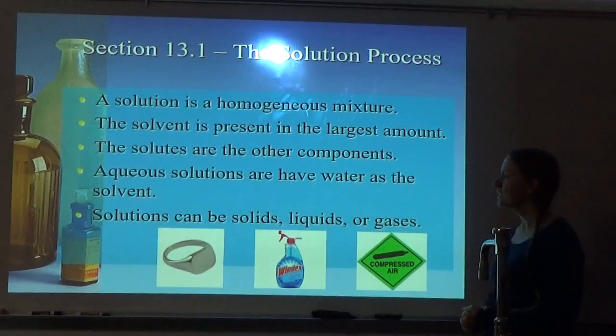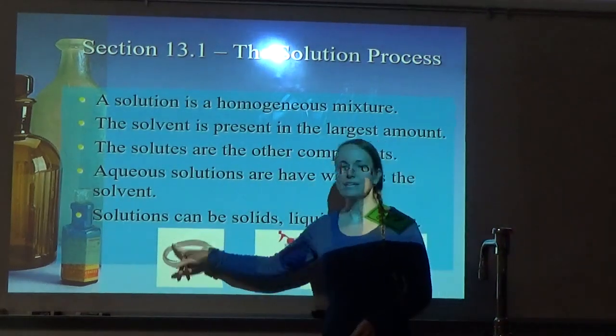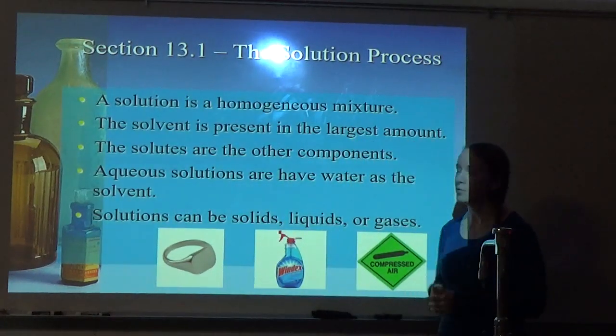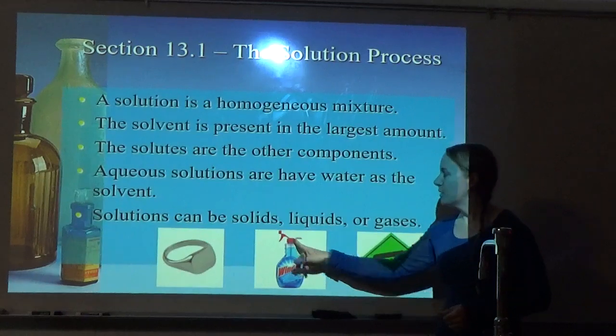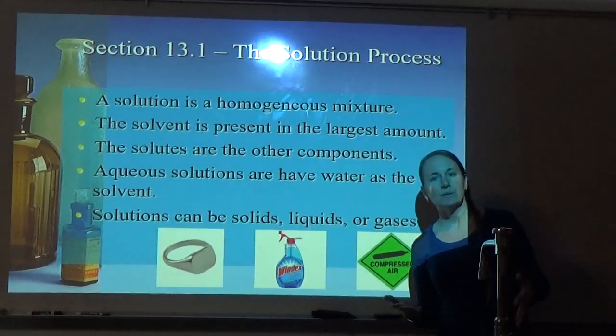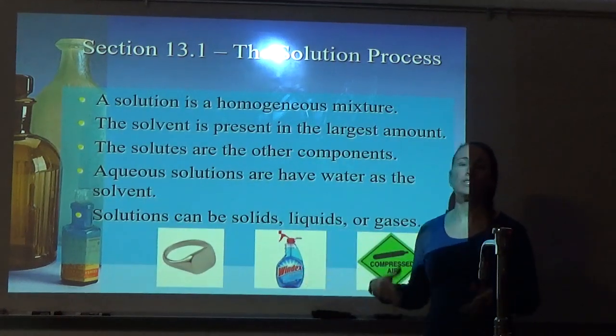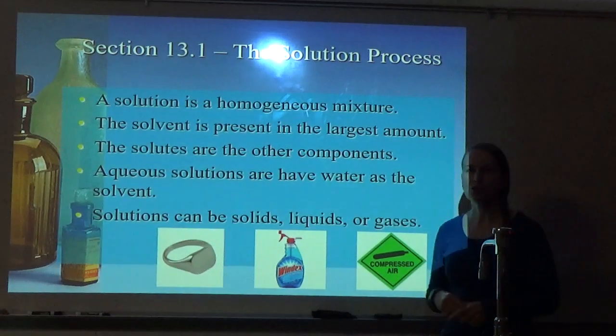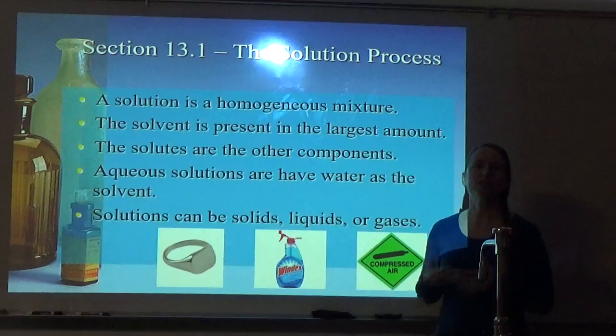Solutions can be solids, liquids, or gases. For example, sterling silver is a solid solution. It's a homogeneous mixture of metals, or an alloy. An example of a liquid solution would of course be something like Windex. We use lots of liquid solutions in lab and chemistry. And then of course gases can also be solutions. For example, air is a homogeneous mixture of lots of different gases.